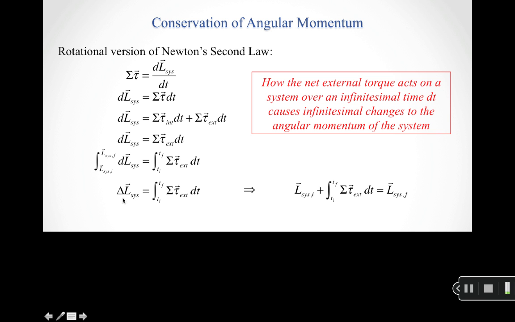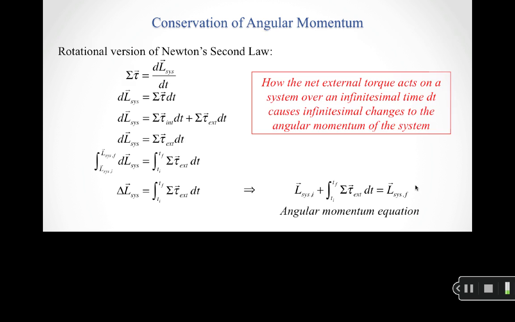If I break up this change in the angular momentum, final minus initial, and take the initial term over to the other side of the equation, then this equation is set up to help me keep track of the angular momentum of my system. It says that how much I start with, the initial angular momentum of my system, plus this integral that can change the angular momentum of my system, is going to give me the final angular momentum of my system. And so unsurprisingly, we will refer to this as our angular momentum equation.